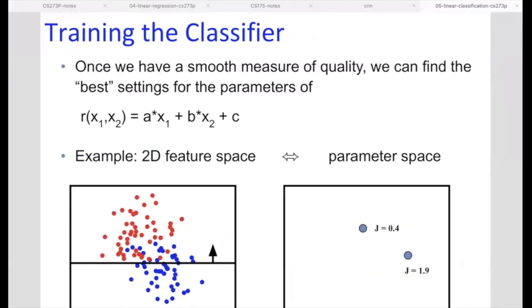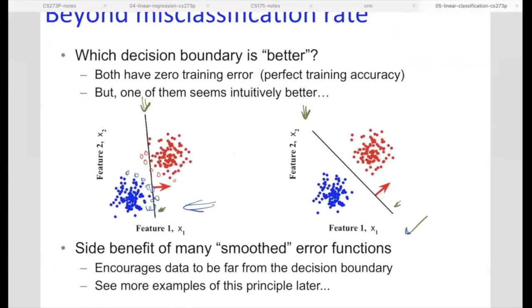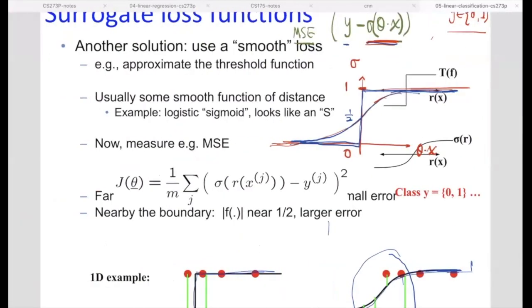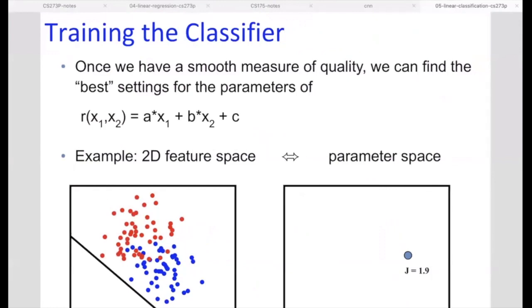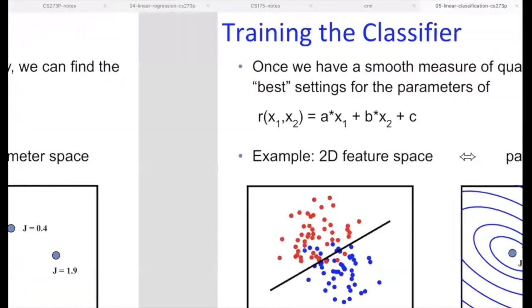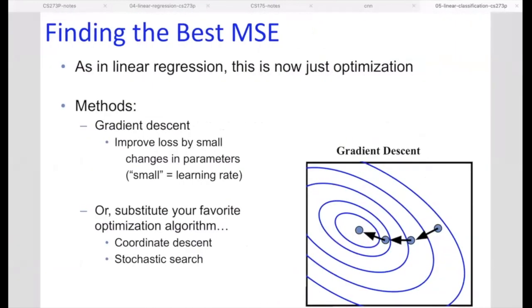All right, so the question is, how do we identify the correct parameters here? Well, once I do this, I apply the gradient descent algorithm to learn the parameters of the model. So this is the MSE-based loss for the classification models here.